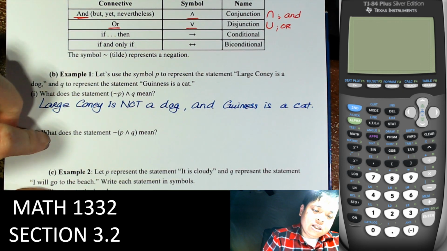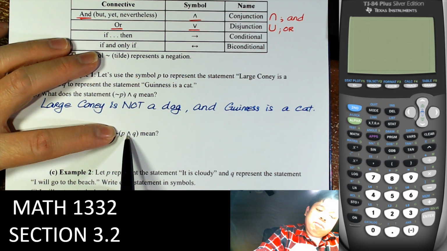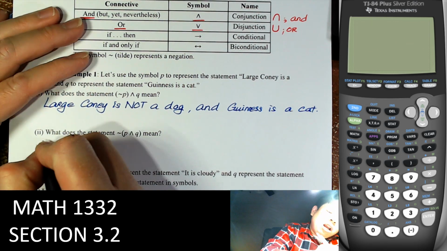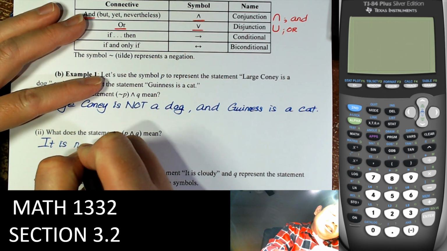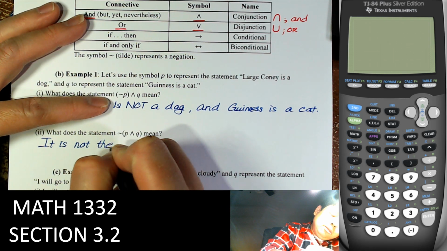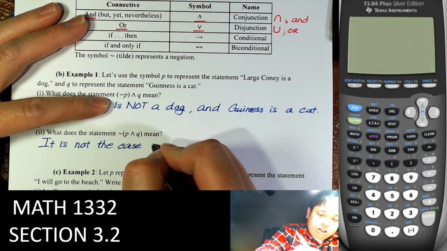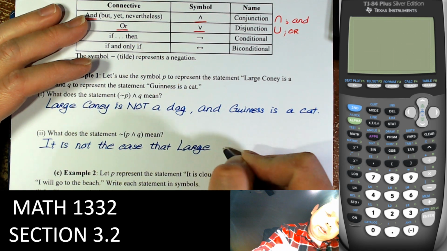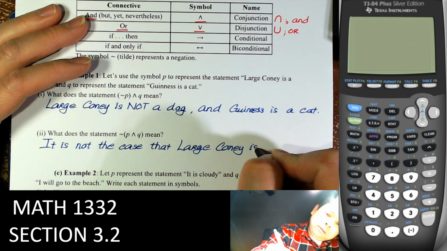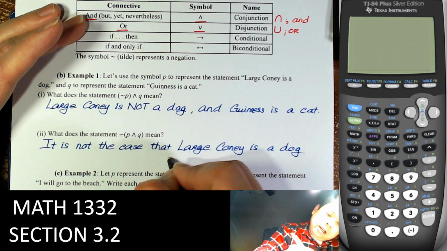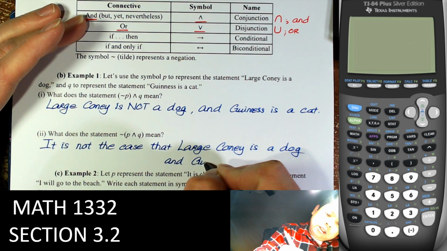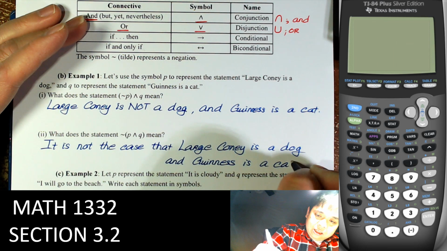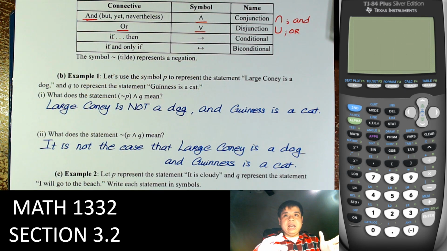Next, what does this statement mean? We have P and Q, and then we have the negation. It is easier to write like this: it is not the case that Large Connie is a dog and Venus is a cat. So when we have the parentheses like this, we say "it is not the case that" if we want the negation.